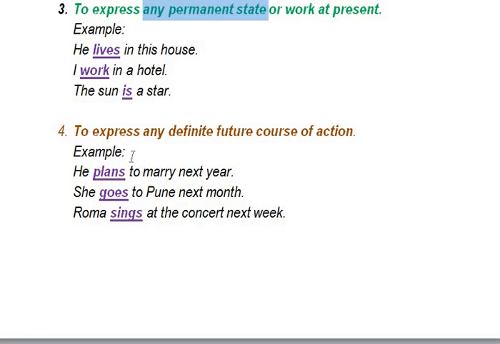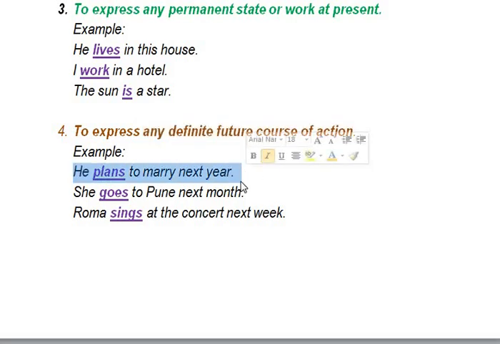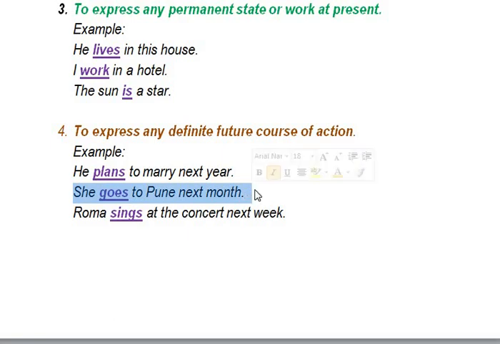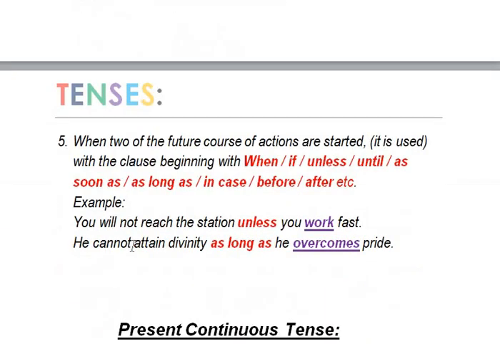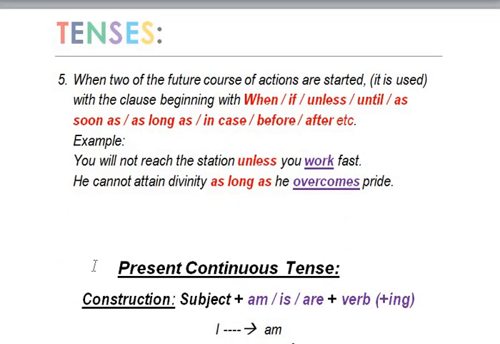And the fourth usage of the simple present tense is to express any definite future course of action. For example, he plans to marry next year. That means he shall marry next year. One more example, she goes to Pune next month. That means she shall go next month. Roma sings at the concert next week. That means she shall sing next week.